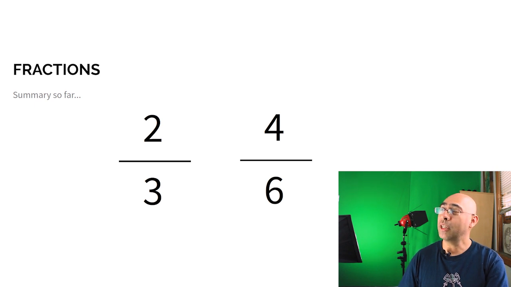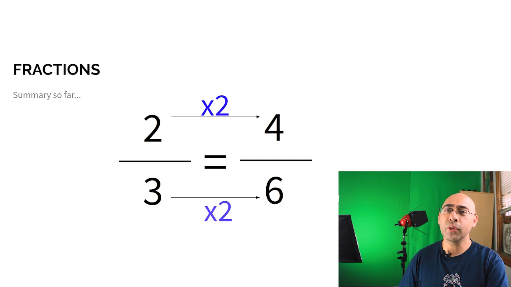We showed that. The question is, how do you turn a 2 into a 4? Well, you just multiply by 2. And if I look at the bottom, how do I turn a 3 into a 6? I notice that I do the exact same thing. I multiply the bottom by 2.